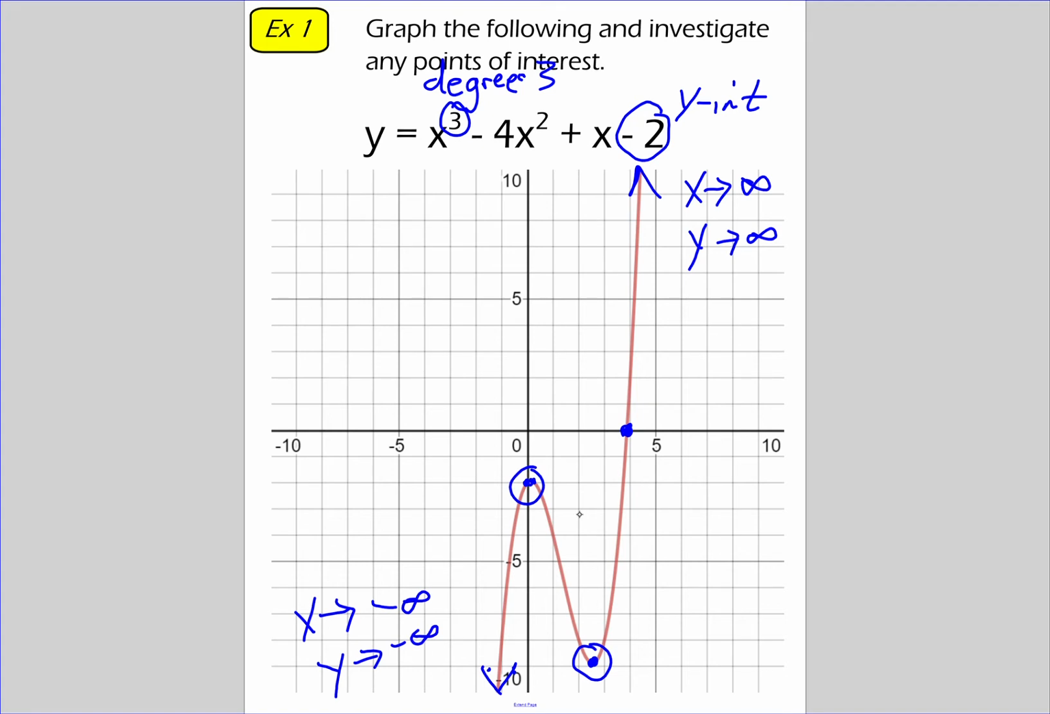Okay, there's a portion right here where it's concave down, and a portion right here where it's concave up. All right, so we can have multiple types of concavity in a higher degree polynomial. Right? Now, if we go and take a look at Desmos, see what we got going on here.